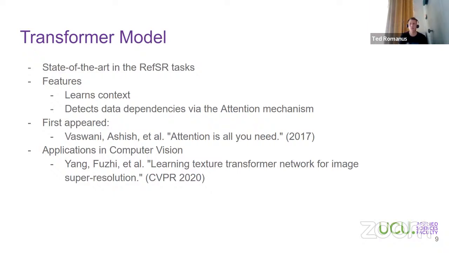The main feature of a transformer model is that it learns context by tracking relationships in sequential data, like words in text or pixels in images. Transformer models detect data dependencies by using the attention mechanism. This mechanism was introduced first in 2017 in the paper "Attention Is All You Need" in the natural language processing area. And shortly after, it appeared that it can be used in computer vision as well. Texture transformer network for image super resolution is a state-of-the-art architecture in the reference-based super resolution task right now. That's why we chose this architecture to be used in our research.